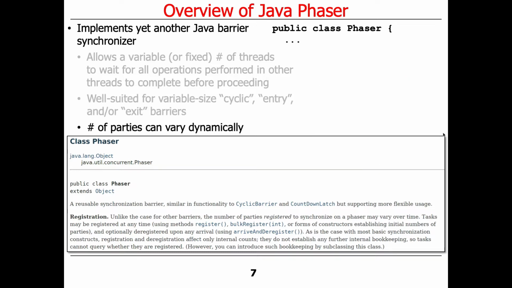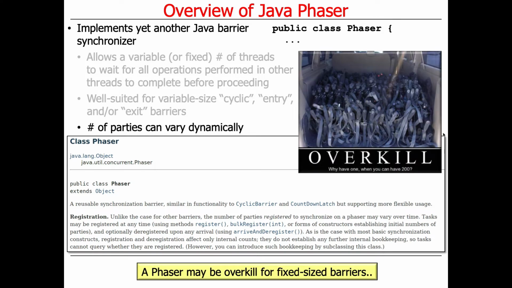The number of parties can vary dynamically, so you don't have to predefine ahead of time how many parties there are, but they can shrink and grow over time. You can also use a phaser for fixed-size barriers, but honestly, it's probably overkill, because if you need a fixed-size barrier, you're probably better off using the cyclic barrier, which has a much simpler interface.